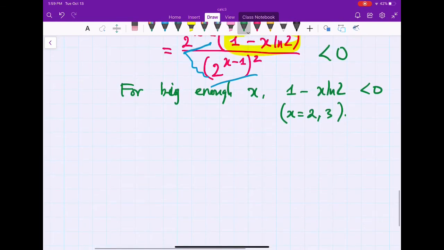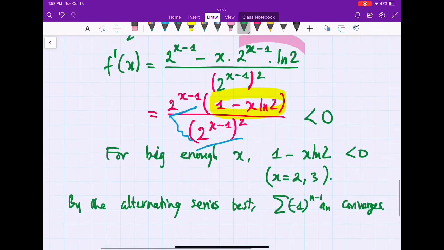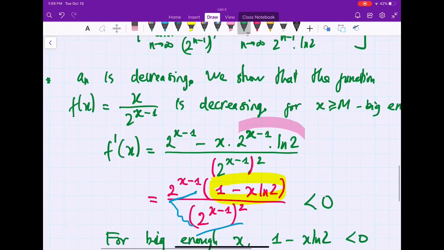So we write here: by the alternating series test, our series converges. Oh, sorry, here we should not have a_n, right? We still have the sum of (-1)^(n-1) a_n converges. That's it. That's how we can use the alternating series test.